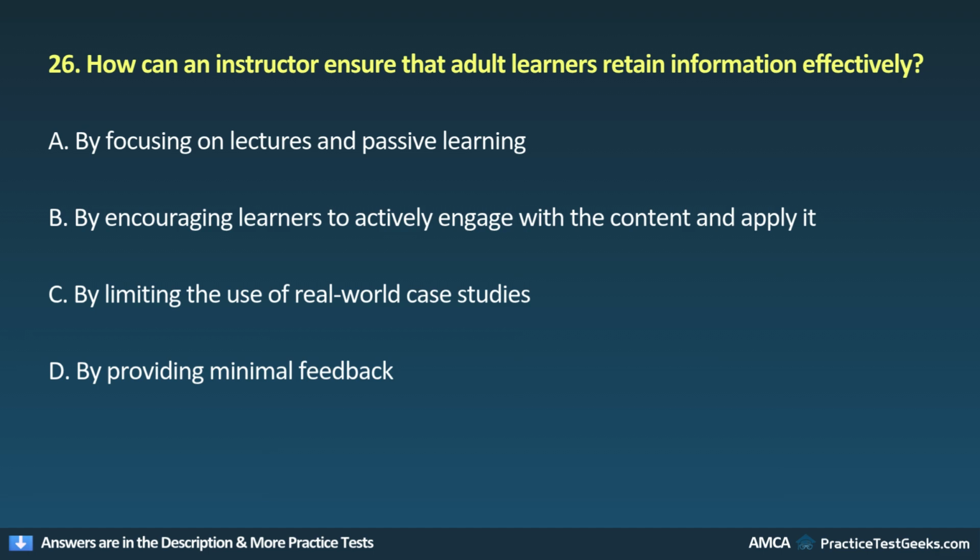26. How can an instructor ensure that adult learners retain information effectively? A. By focusing on lectures and passive learning. B. By encouraging learners to actively engage with the content and apply it. C. By limiting the use of real-world case studies. D. By providing minimal feedback.